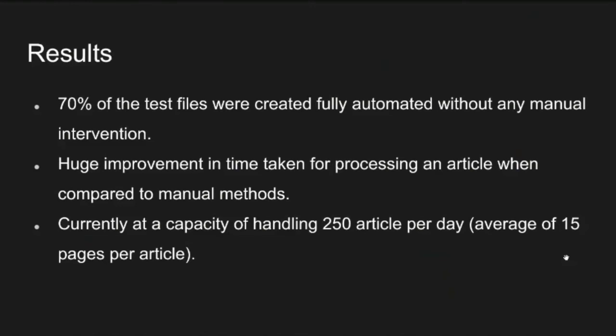The results at the end of the testing process have been quite promising. We have tested more than 600 articles, and 70% of the articles were generated fully automated without any need for manual intervention. The time taken for completely processing the PDF is leaps and bounds ahead of the time taken for manual methods. XPC is currently at a capacity to handle 250 articles per day, with an average of 15 pages per article. We are in the stage of pushing the limits with XPC and improving this further in the hopes of achieving 100% automation.